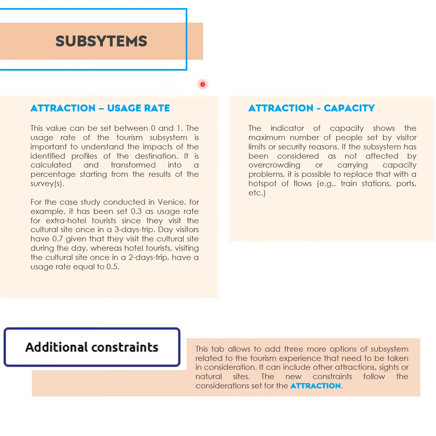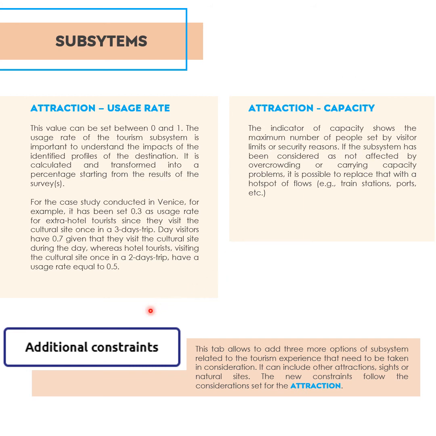The last one concerns attraction. The value of usage rates has a range from 0 to 1. Another example deriving from the study conducted for Venice is presented. The indicator of capacity shows the maximum number of people set by visitor limits or security reasons. If the subsystem has been considered as not affected by overcrowding or carry capacity problems, it is possible to replace that with a hotspot of flows, for example train stations or ports.